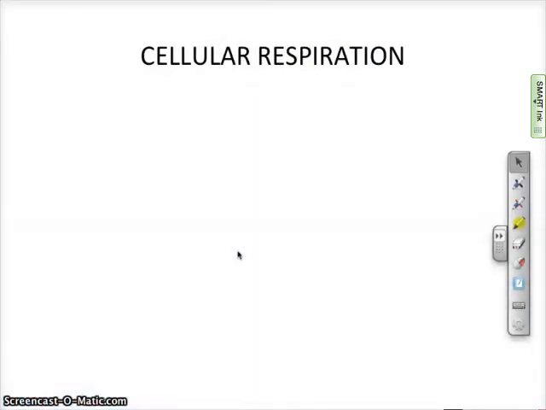Unit 3, page 5, Cellular Respiration. Aim: Why do we eat and breathe?